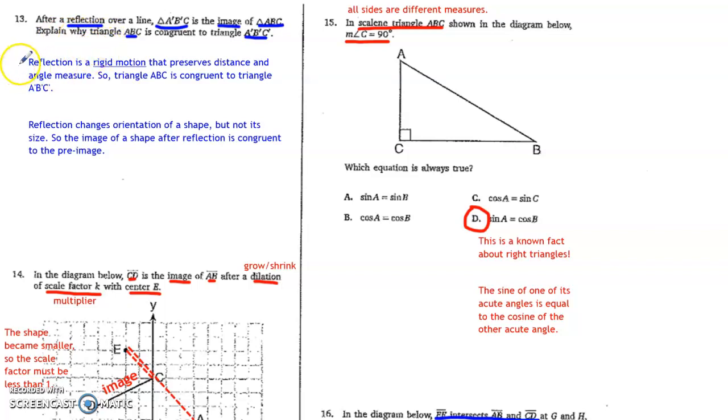There are two different justifications. You can say rigid motion, and rigid motions preserve distance and angle measure, or you could say that reflection's job is to change orientation, but not its size. So image and pre-image are always going to be the same size.